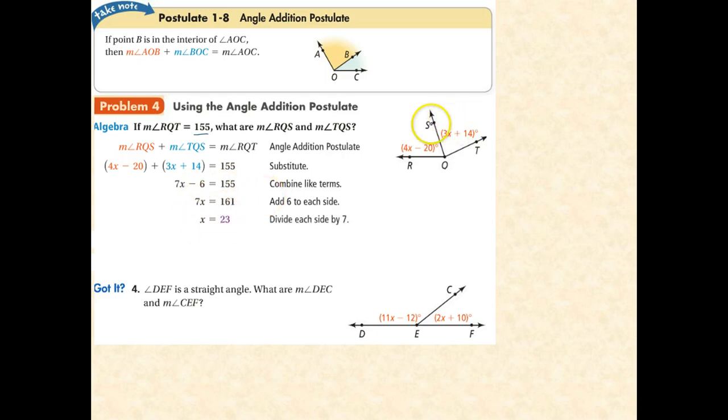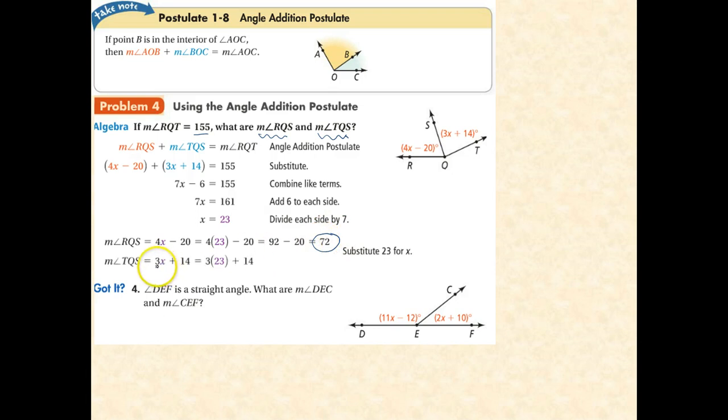We're not done because the question asks for the measure of these angles. So we need to plug in for x. So we need to substitute 23 for x. So it's going to be 4 times 23, which is 92, minus 20. So the measure of RQS is 72 degrees. And then when you plug in for the measure of TQS, you're going to get 83 degrees.